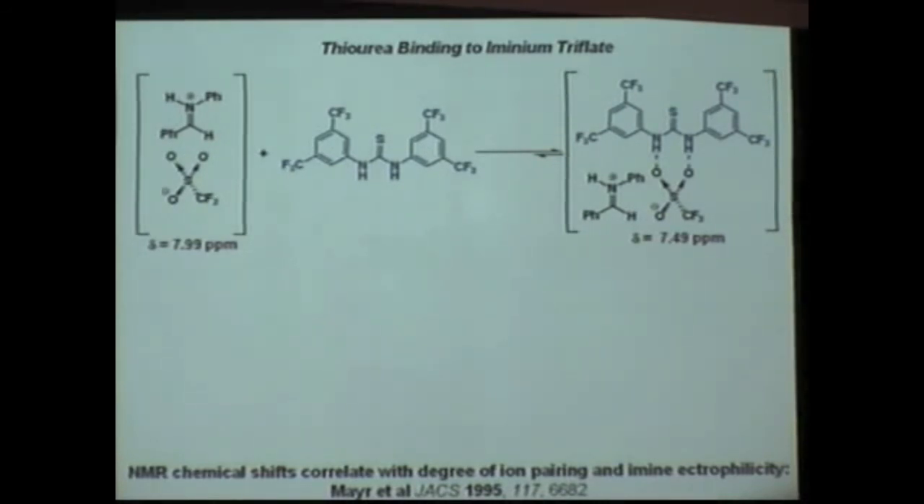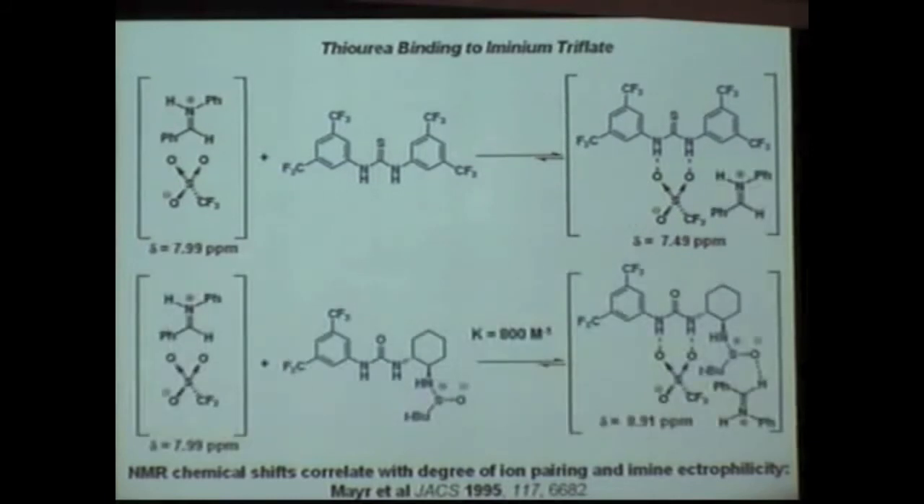This is not a chiral molecule. It's a simple thiourea. You see what's actually a sizable shift in the NMR signal for that proton. When we use the chiral catalyst that works well in our reaction, we see an opposite effect. We see a large shift in the opposite direction, in a downfield sense. What that's telling us is that this proton in this iminium ion is becoming more deshielded, which means that there's something associating with it. It's not that it's becoming less associated, it's becoming more associated.